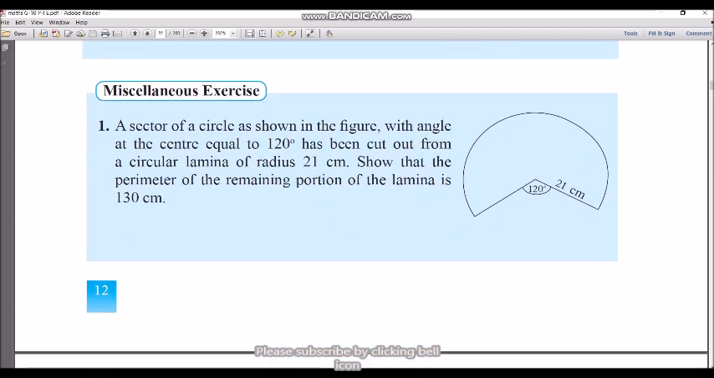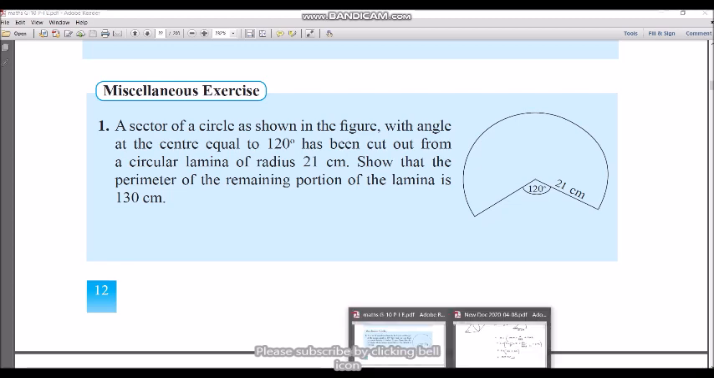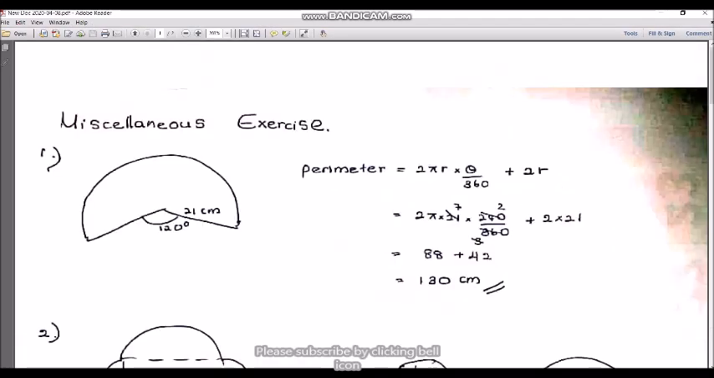The miscellaneous exercises, the first one. In the first one, to calculate the perimeter we have to get the arc length, that is 2 pi r times theta over 360. Theta is 360 minus 120, that is 240, and then plus 2r. R is 21, so we can simply get 130.